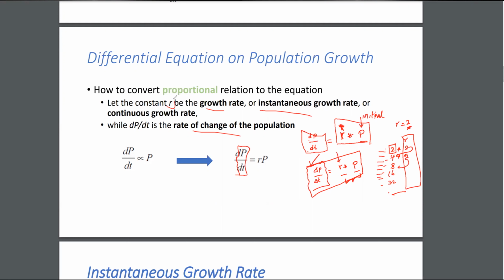So we call the growth rate the R part. This one is called the rate of change of the population. This one and this one are two different things. This guy has three names: growth rate, instantaneous growth, and continuous growth, you can call it. But the rate of change of the population is the one called dp by dt. So what you should learn here is the terminology and the meaning of it. This right here and this right here. So keep that in mind.